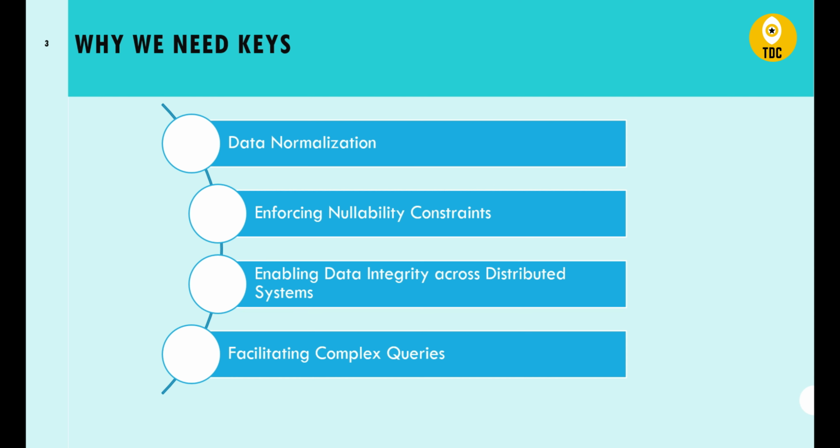Okay, so next is enforcing nullability constraints. So keys help enforce null constraints. For instance, if you have a primary key, that definitely doesn't allow any nulls, because that is a primary key, right? So obviously that should have some unique value, ensuring that every record in the table is uniquely identifiable and no record lacks a key. And the simple example is the employee table. In the employee table, you have an employee ID, which is a primary key, which ensures that every employee has a unique and non-null identifier.